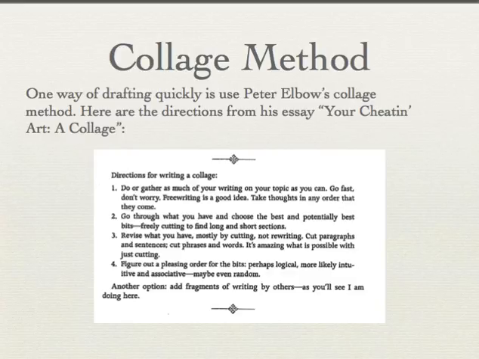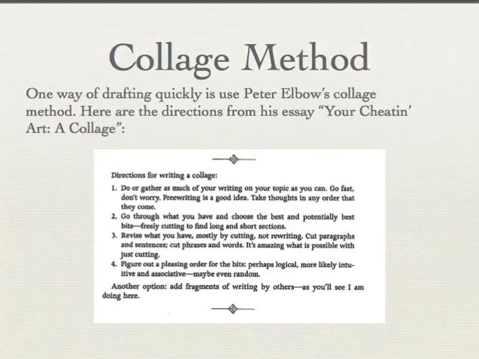It was basically an explanation to other writing teachers about this genre, a method of generating a lot of text and putting together the skeleton, if not a full draft, to help you get started. So these are the directions he offers in Your Cheating Art: A Collage. Do or gather as much of your writing on a topic as you can. Go fast. Don't worry. Free writing is a good idea. Take thoughts in any order that they come.